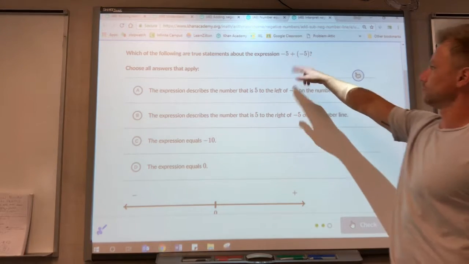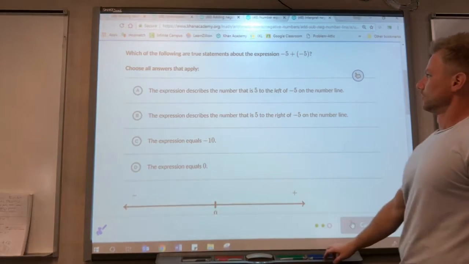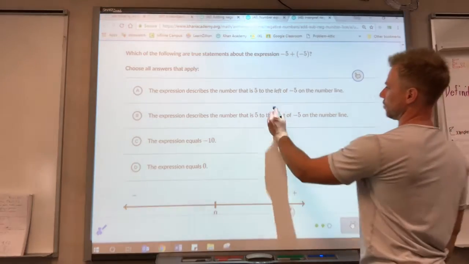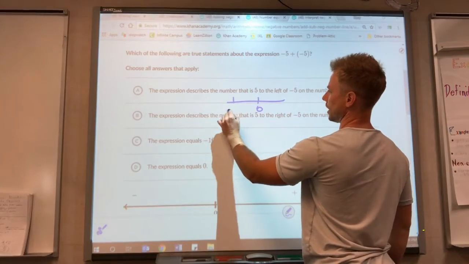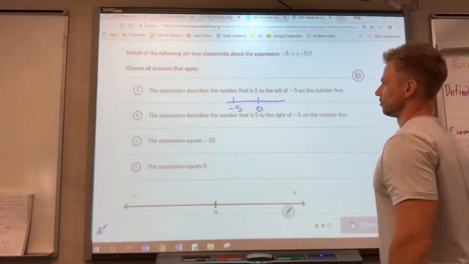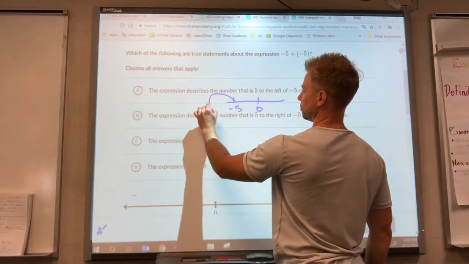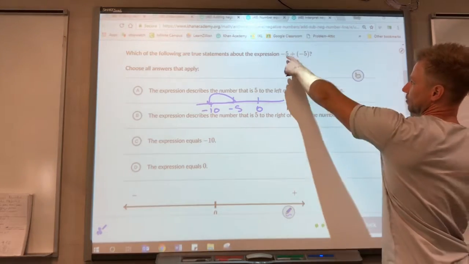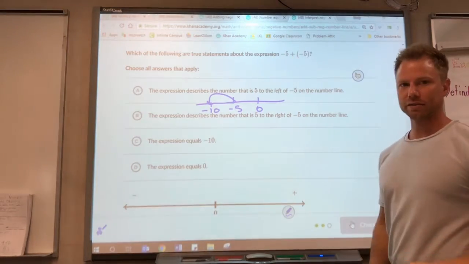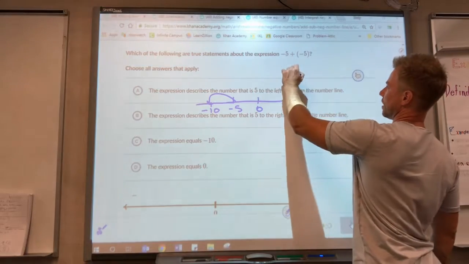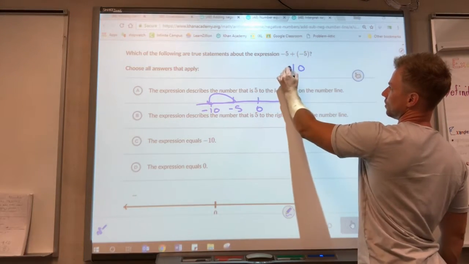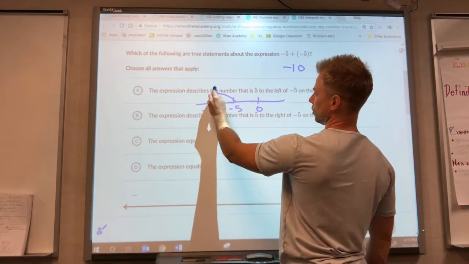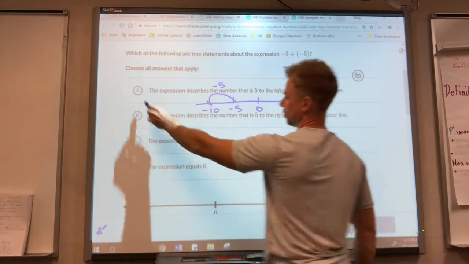Okay, we have negative 5 plus negative 5. Okay, so it says the number that is 5 to the left of negative 5. Let's draw a number line again. We're at negative 5. And then 5 to the left of negative 5 would be this way. That would bring us to negative 10. Negative 5 plus negative 5, they're both negative, so they're like. So we would add them. 5 plus 5 is 10. Keep the original sign as negative. So it is going to equal negative 10. So it looks like A is probably the one that we want.